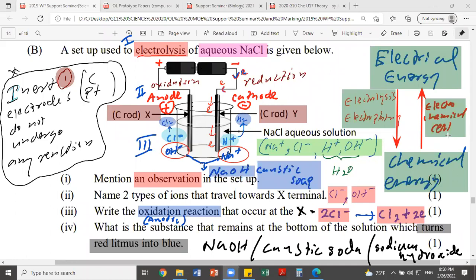Evolving of gas bubbles at the terminal. Yeah, very good. Evolving of gas bubbles at the electrode. Don't write chlorine gas and hydrogen gas, okay? Because we don't know whether it's hydrogen or chlorine, as we can't detect that with our naked eye. Observation means whatever you observe through your naked eye. Then you have to do a chemical test for that gas to confirm that it's hydrogen or chlorine. So what is the observation? Evolving of gas bubbles at the cathode and anode.